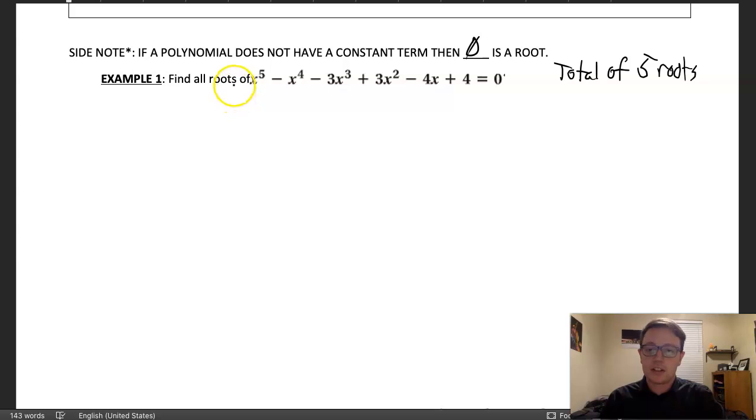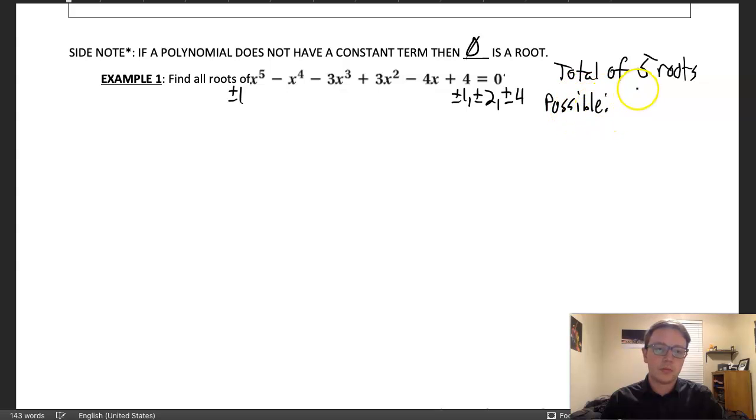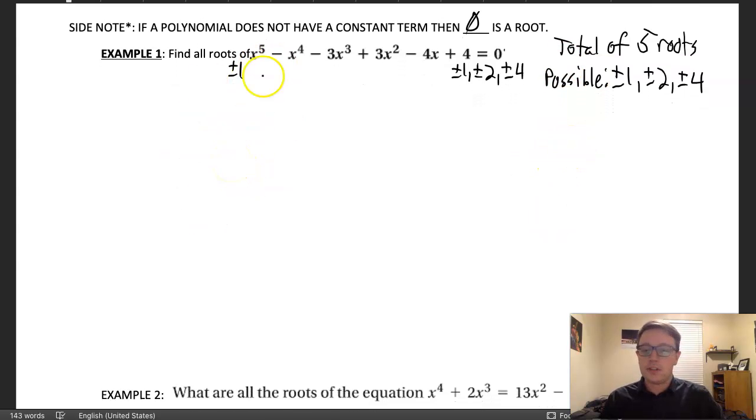What are our factors of the leading coefficient? It's plus or minus 1. What are our factors of the constant? It's plus or minus 1, 2, and 4. This means that our possible roots are going to be plus or minus 1, 2, and 4. We have our possible roots. Now we're going to go ahead and try to solve this. So first thing we're going to do, let's test a root out. We're going to test 1 and see if that's going to be a root.